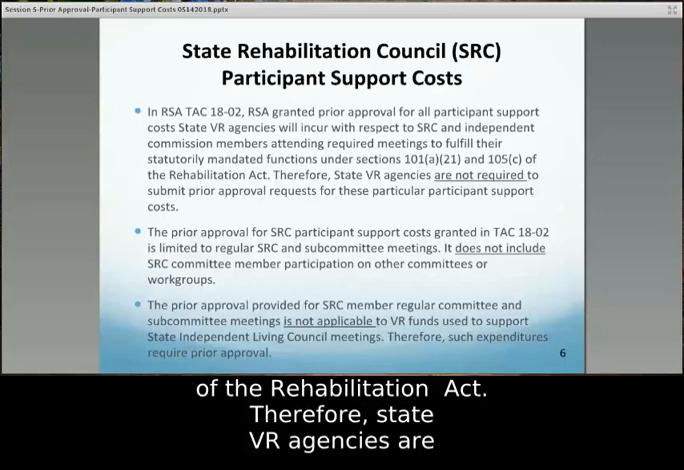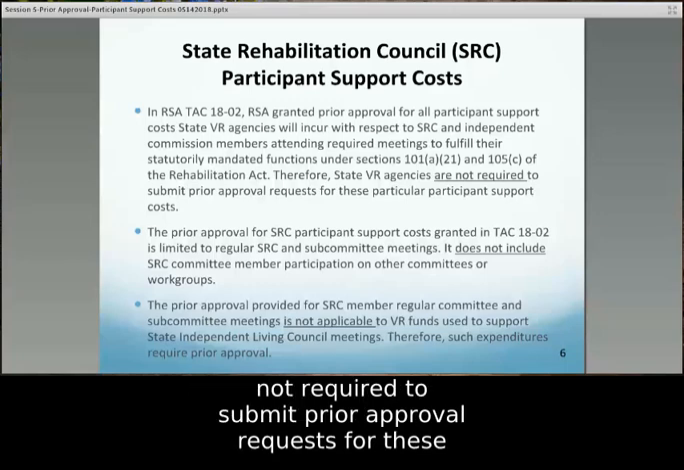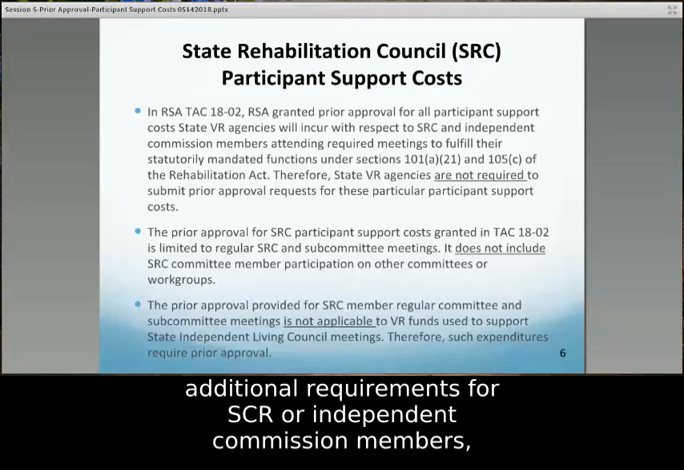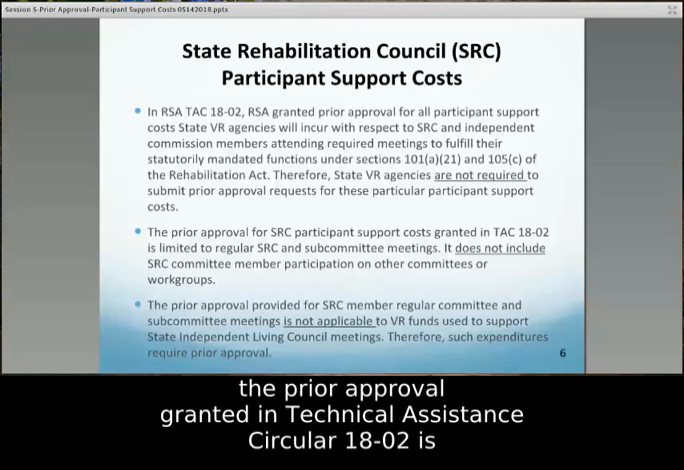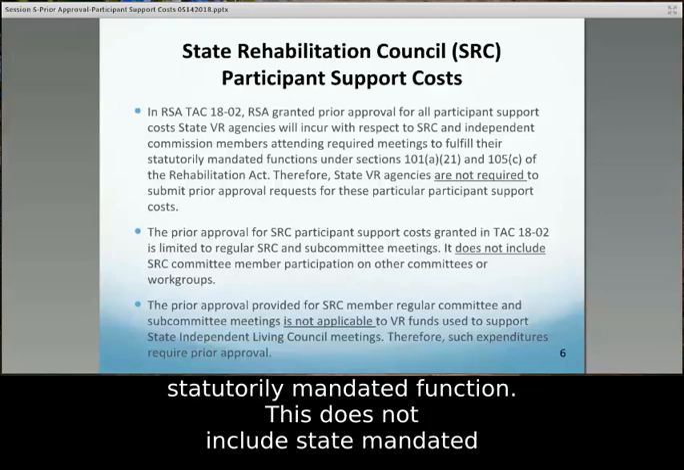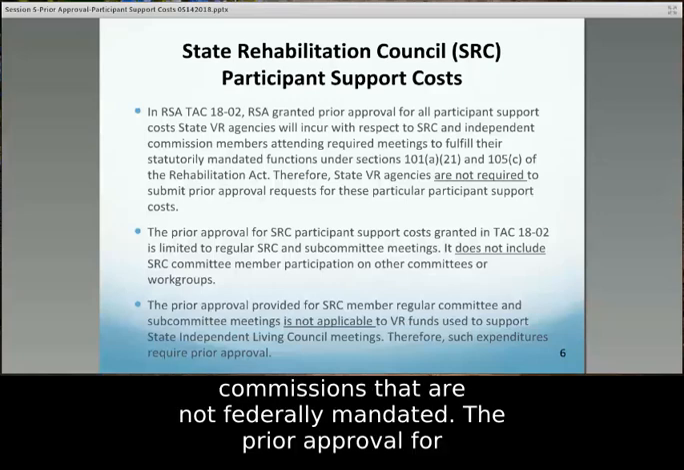of the Rehabilitation Act. Therefore, state VR agencies are not required to submit prior approval requests for these particular participant support costs. While a state may impose additional requirements for SRC or independent commission members, the prior approval granted in Technical Assistance Circular 1802 is specific to members attending required meetings to fulfill their statutorily mandated functions. This does not include state-mandated commissions that are not federally mandated.